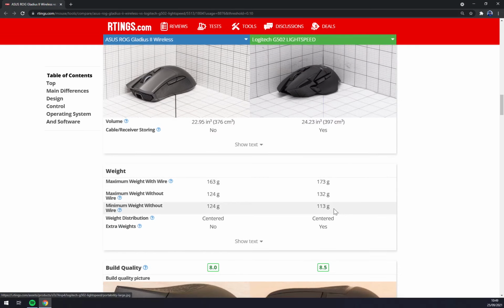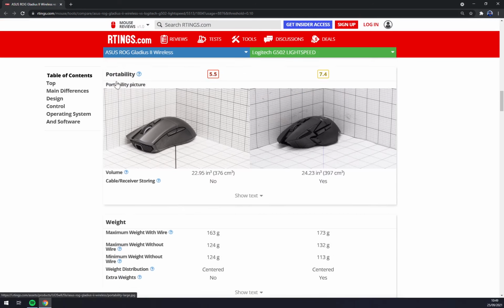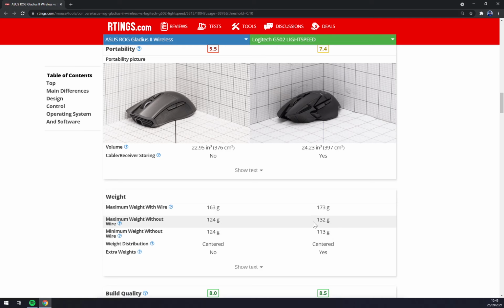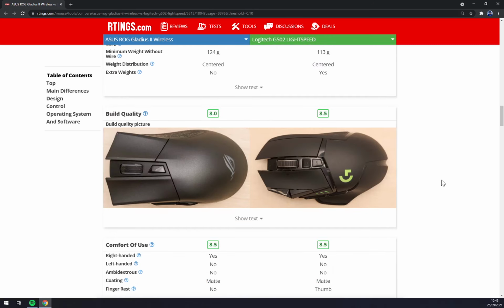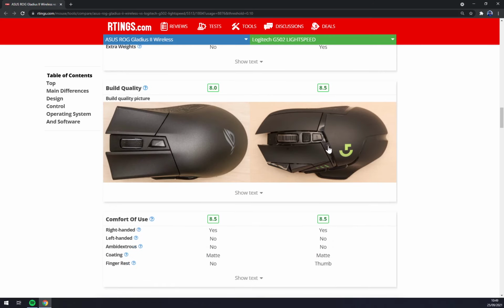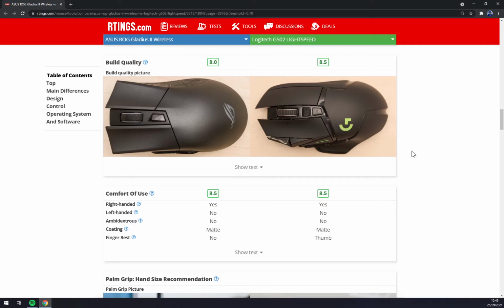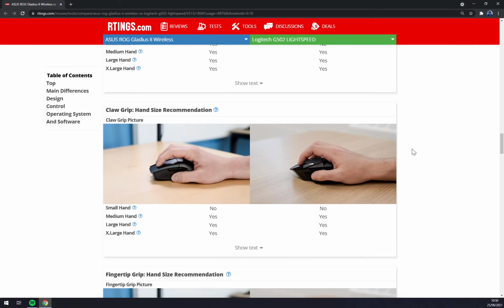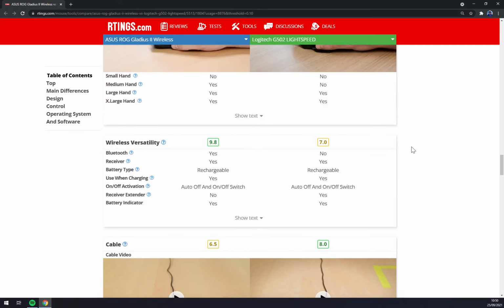It's bigger, it's kinda heavier, but 8 grams is nothing. It's just that the Gladius 2 is really, really heavy. The G502 has 132 grams compared to the Gladius's 124, which is not that big of a difference. I really like the ergonomics on the G502 better, and I overall think it's a better mouse. It has a thumb rest and more buttons, so you can enjoy. Both of them fit all hand types, but preferably medium to large.